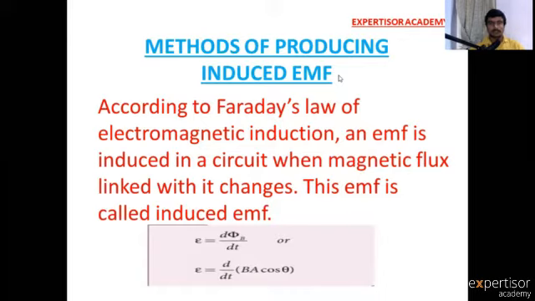So simply, what is the meaning of induced EMF? There is already an existing EMF in the neighboring coil. The EMF is generated in the secondary coil, and its direction is opposite to the primary coil. That is the induced EMF.